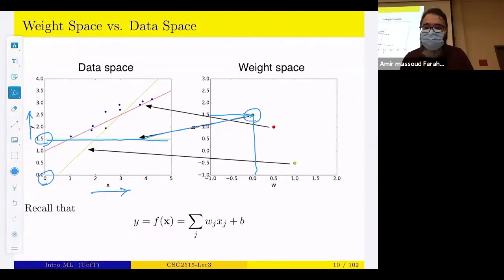So there's a question here saying that in D dimension, is it correct that each point in the weight space represents a hyperplane? Yes, that's right. Here, this is a two-dimensional weight space, so it is a line. If it was a three-dimensional weight space, it would be a plane, and so on and so forth. So I think it would be a D minus one dimensional hyperplane.